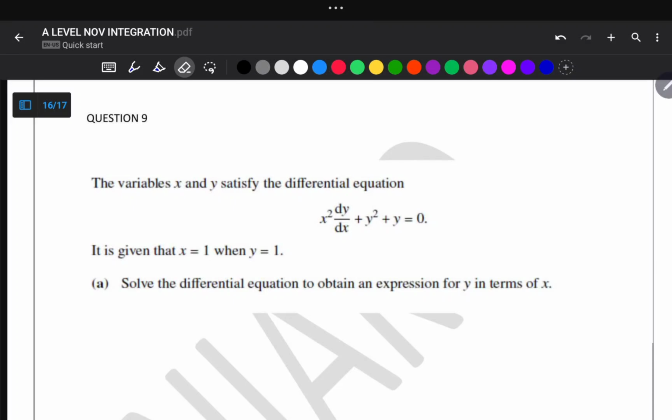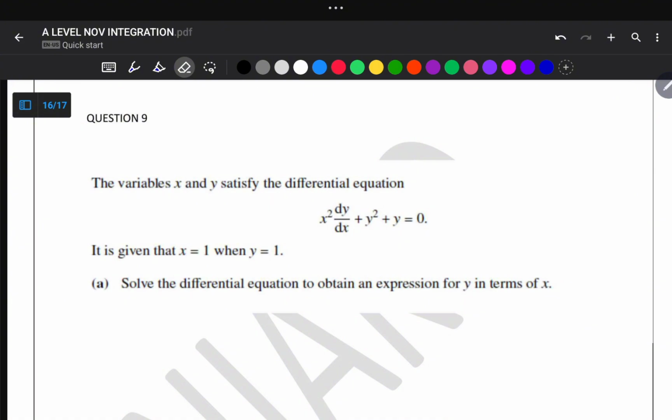So today we are going to continue with our A-level integration revision series. These are questions of November 2023 question papers, and in this tutorial we are going to review key techniques for solving integrals covering basics, definite and indefinite integration.